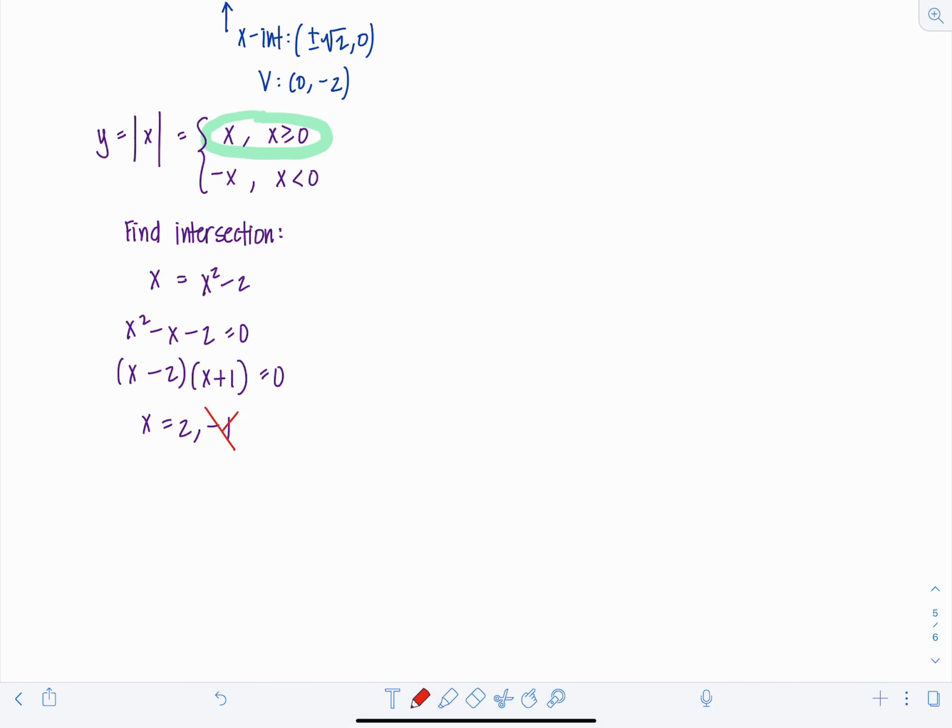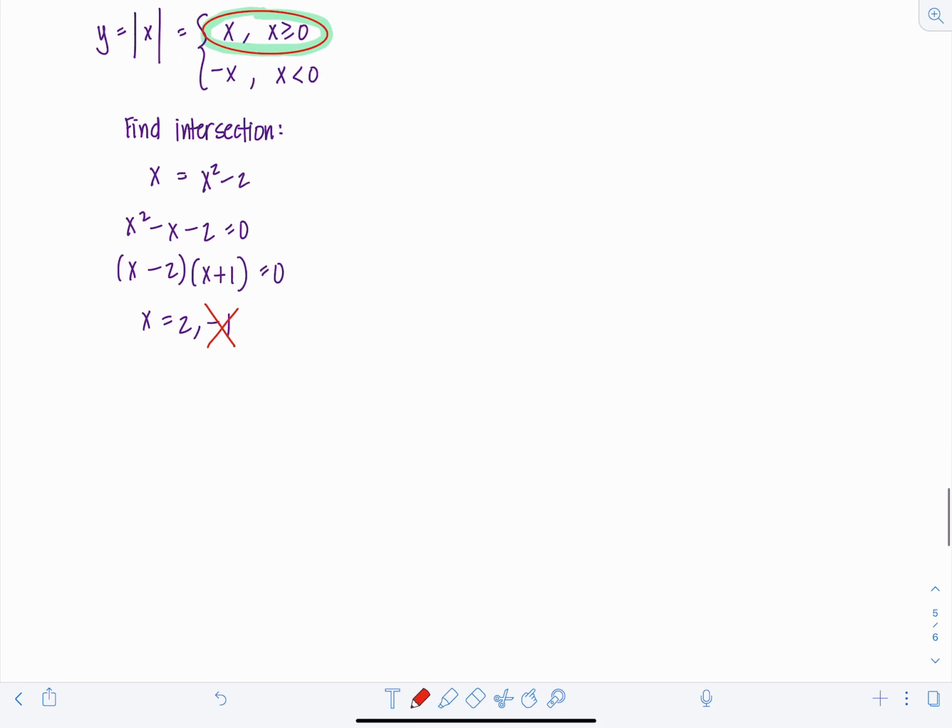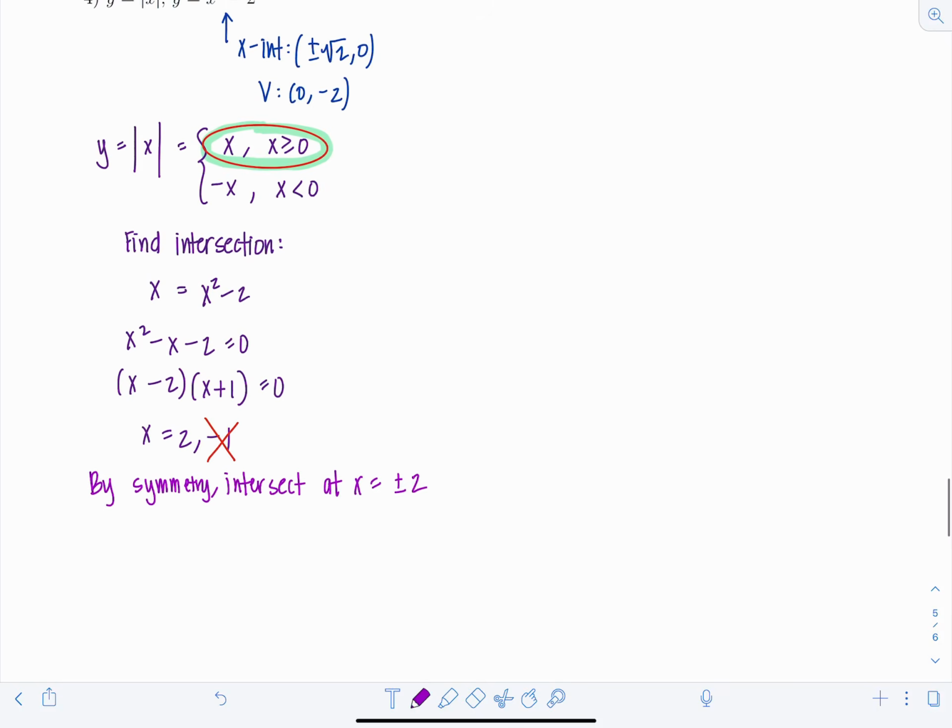Now, -1 I'm going to throw away because remember, I used x for absolute value of x because I was choosing values where x was greater than or equal to 0. So -1 is extraneous, basically, for this equation. So x equals 2 is where they intersect. And then I know y equals absolute value of x is symmetric about the y-axis. So by symmetry, it also must intersect at -2. So I know the parabola and y equals absolute value of x intersect at x equals plus or minus 2. Or you could sit there and find the intersection again using -x, but the whole thing's repetitive.